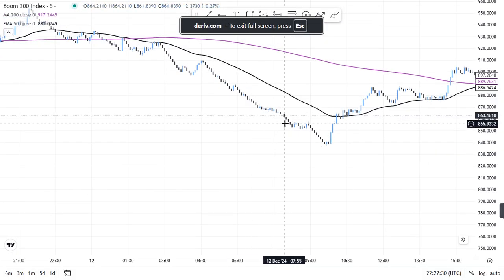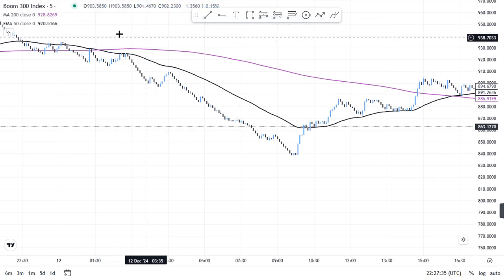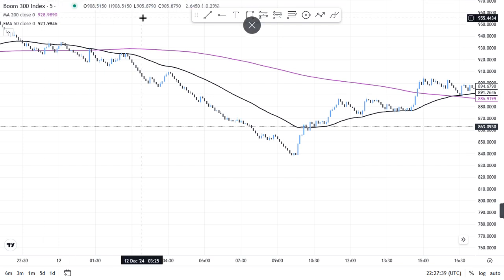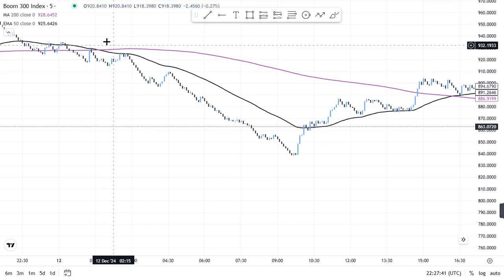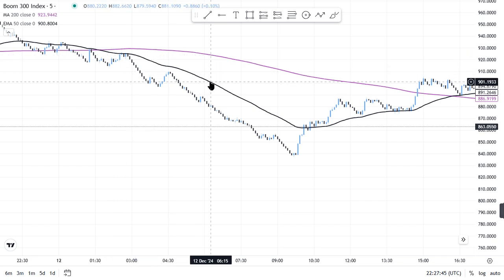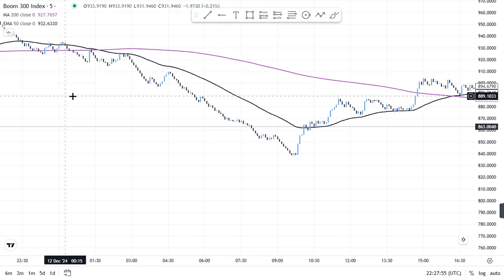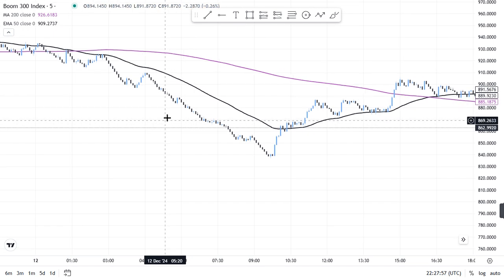So what I want to look for over here is a pullback. Let's say like in this case over here, we're in a downtrend, right? So what we're going to be looking for is if the 50 and 200 cross over here. The 50 moving average is the black one, and the 200 is this purple one, and those are exponential moving averages applied to close if you want to add them.